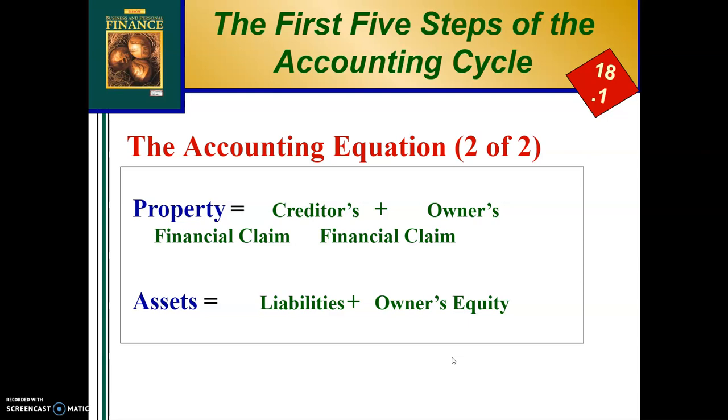So the accounting equation is property or assets, which equals the creditors plus the owner's financial claim to any of the assets in the business, also known as assets equals liabilities plus owner's equity. This is the primary equation that accountants will use, and as long as the accountant can keep this equation in balance, chances are this business is in good financial status.